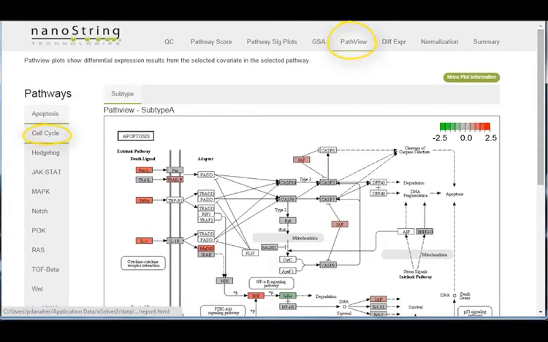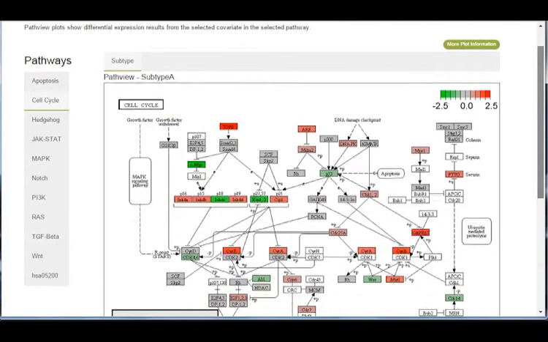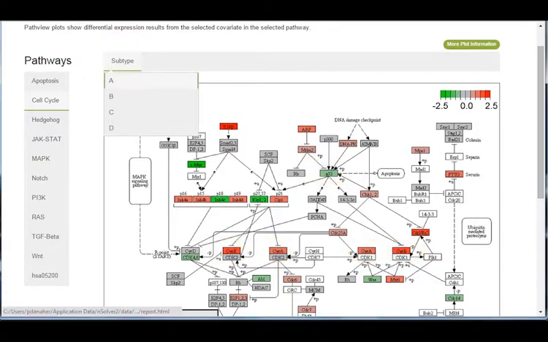Navigating to the cell cycle pathway, we can see the biological context of differentially expressed genes. Genes that are upregulated compared to normal are colored red, and downregulated genes are green. Here, P53 appears to be mildly downregulated, while many of the genes in the CYC family appear to be strongly upregulated. As we look at the results from different subtypes, we see subtype-specific patterns of dysregulation.